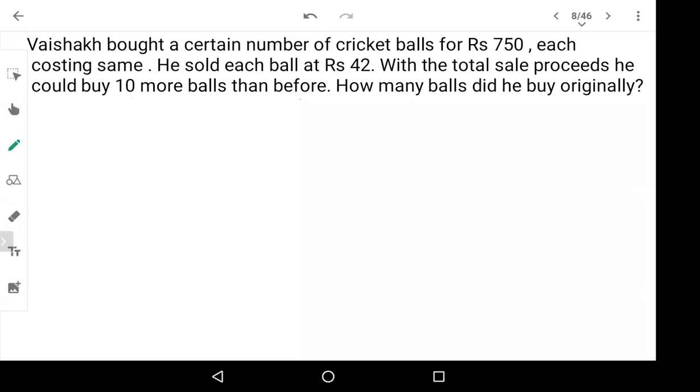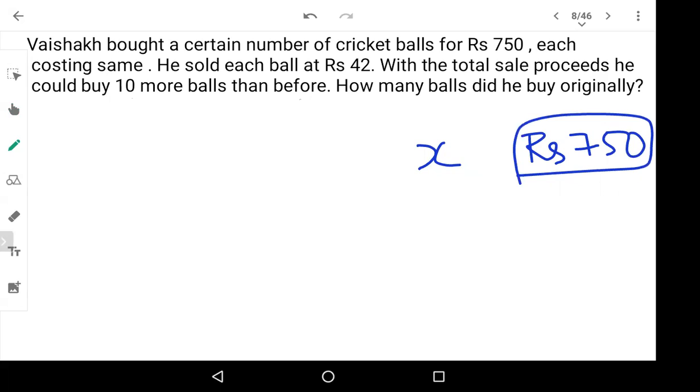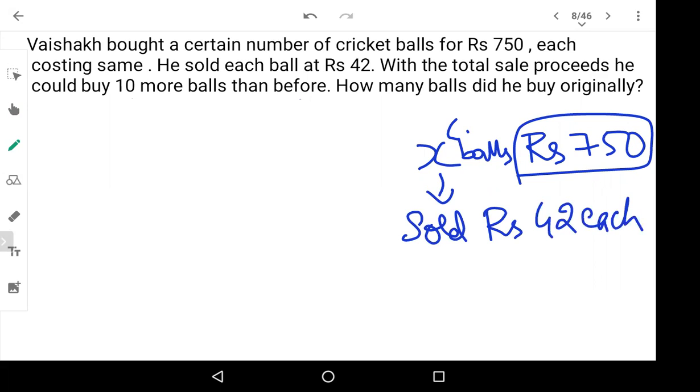So Vaishak has bought X number of cricket balls. He paid totally 750 rupees to buy the cricket balls. We don't know how many cricket balls he bought, so we are assuming X number of cricket balls he had got. Now after getting these cricket balls, he sold them. Each ball he sold at 42 rupees.